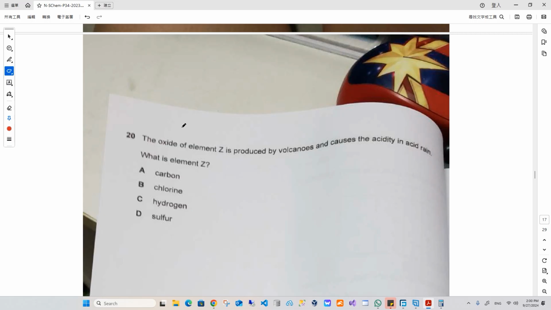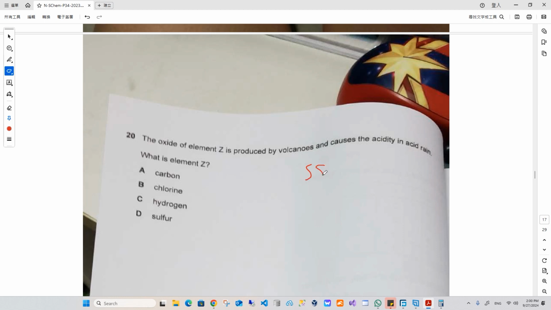Last question. The oxide of element Z is produced by volcanoes. Oxides of element Z from volcanoes cause the acidity in acid rain. So most of the time it's sulfur. Nitrogen also can, but volcano, right? Lava, then sulfur, you have sulfur smell, right? All these things, this is the oxide.